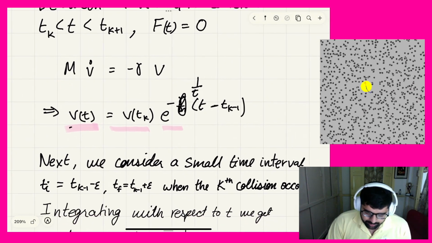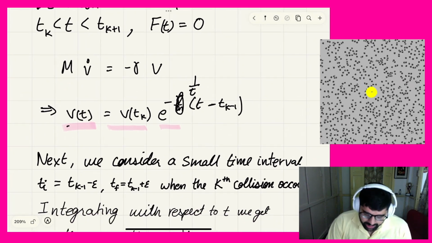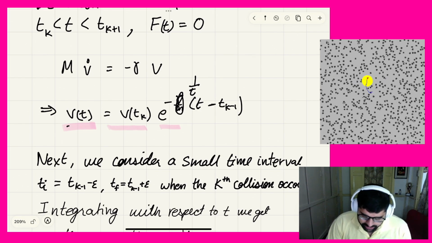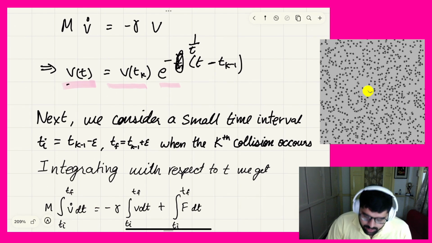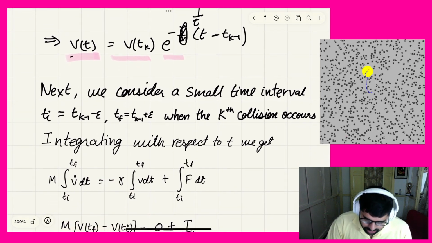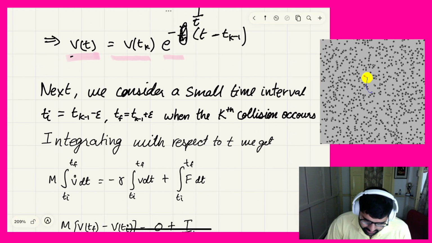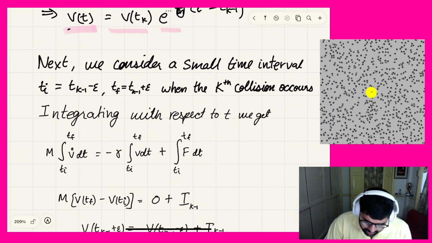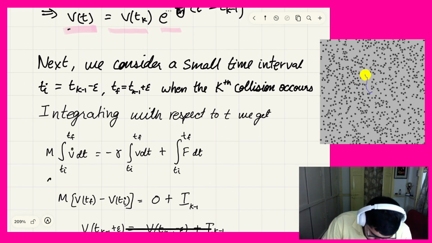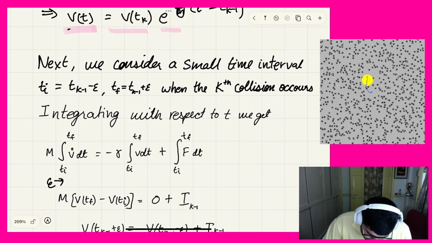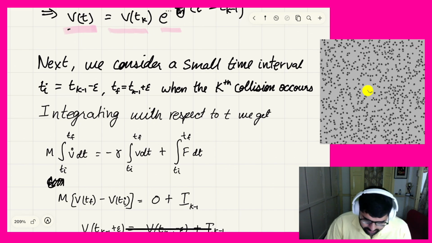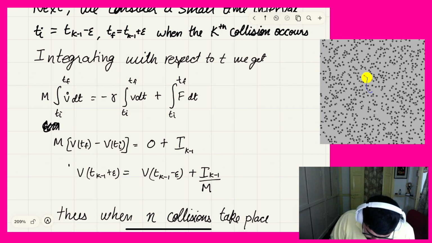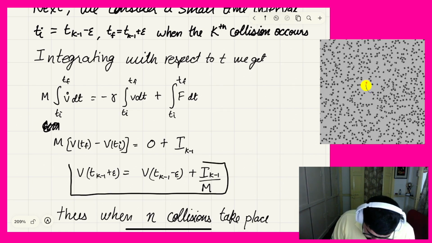Next, we consider a small time interval around tk minus 1 when the kth collision occurs, where we integrate with respect to time to get this equation. And similar to before, we solve this. This expression goes to zero, and we are left with this expression.